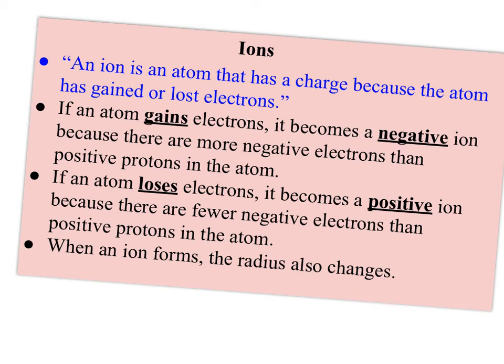Welcome. This video is going to look at ions, how they form, and then what their radii would look like compared to when they were a neutral atom. So an ion is an atom that has a charge because the atom has gained or lost electrons.